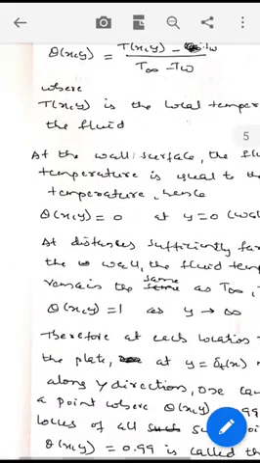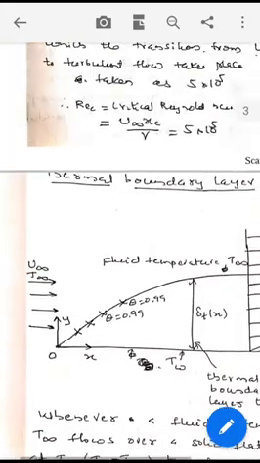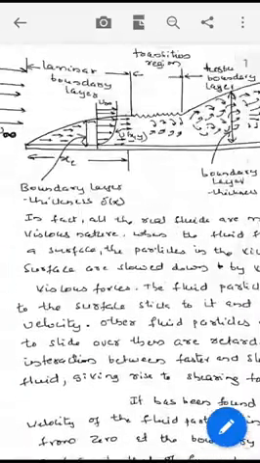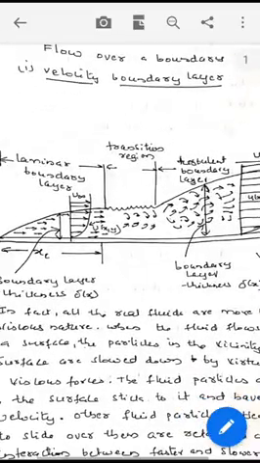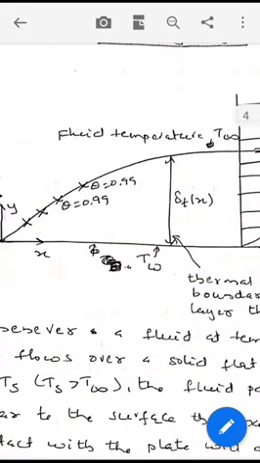then at the wall surface, the temperature of the fluid particles is equal to Tw, and theta xy becomes 0. At sufficient distances away from the plate, Txy, the temperature of the fluid particles, will be equal to T infinity, then theta xy equal to 1. Thus, the temperature of the fluid particles varies from Tw to T infinity along the y direction, or in other words, theta varies from 0 to 1.